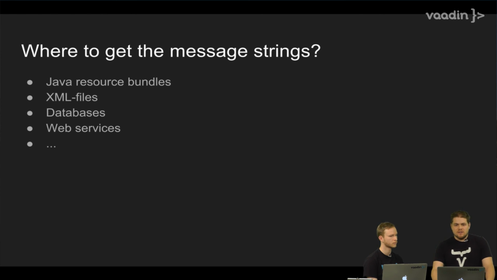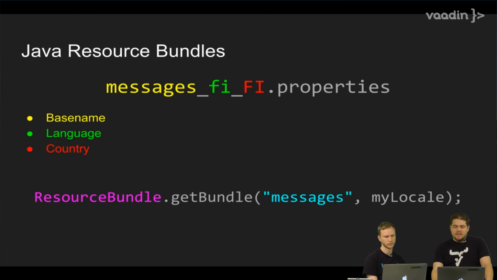Java resource bundles are probably the easiest way to get started. This is mostly based on properties files. I think you can use XML files as well. The properties files are named in a certain way. As you can see, it consists of 3 parts. The first part, in this case messages, is the base name of the bundle. The second part is the language, and the final part is the country. Both the language and the country parts are optional.